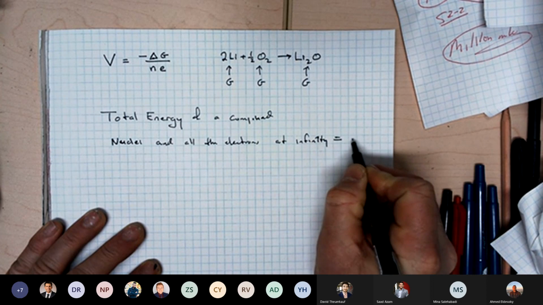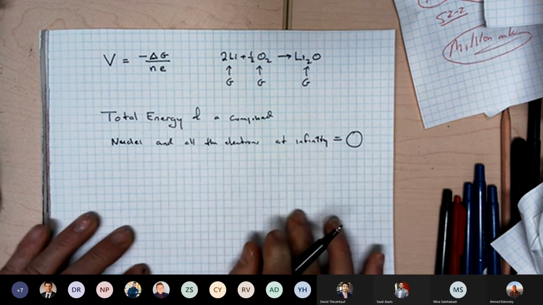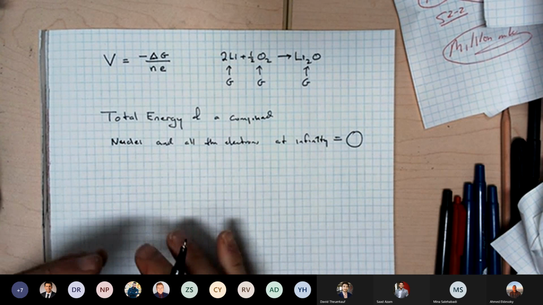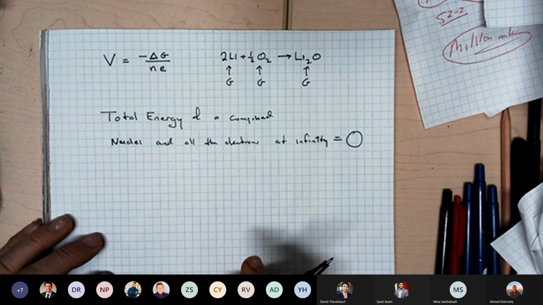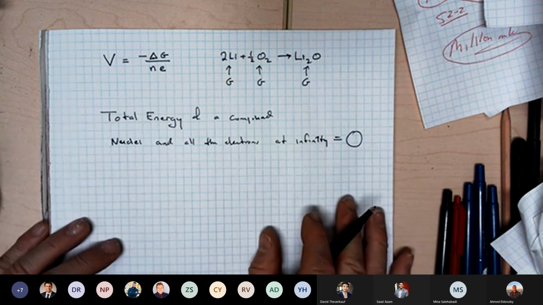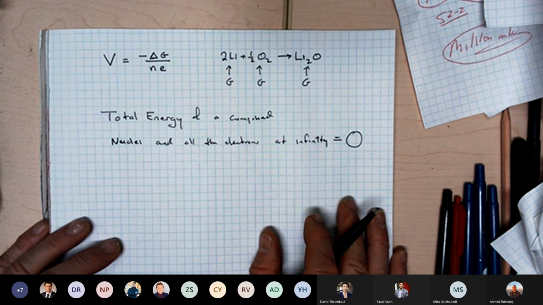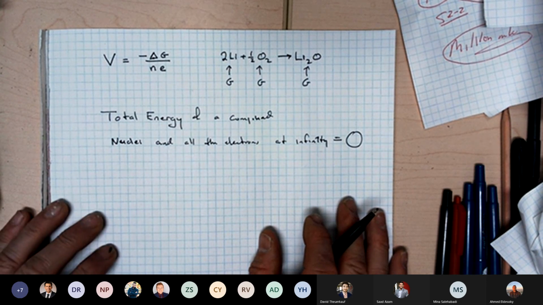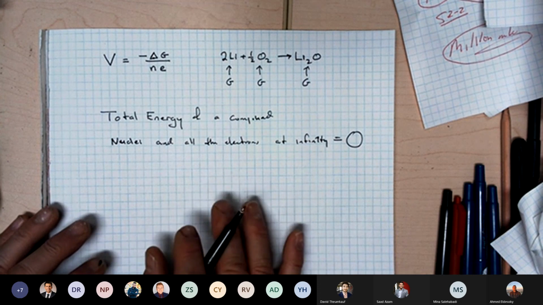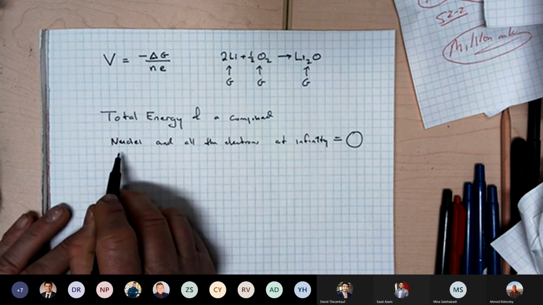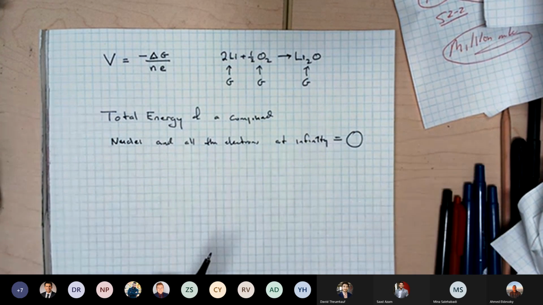And that's 0. Okay? And then when you bring the nuclei and the electrons together, and they form the appropriate crystal structure, and the electrons occupy the appropriate core level wave functions and valence band wave functions, the total energy is reduced because there's Coulomb interactions between the positive nuclei and the negative electrons that lower the energy.